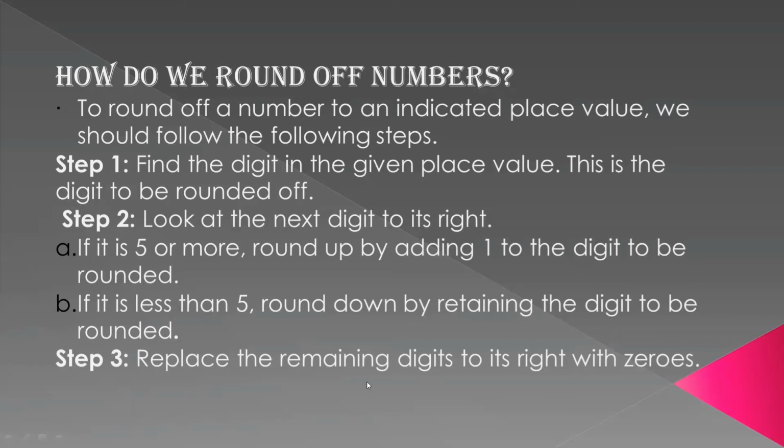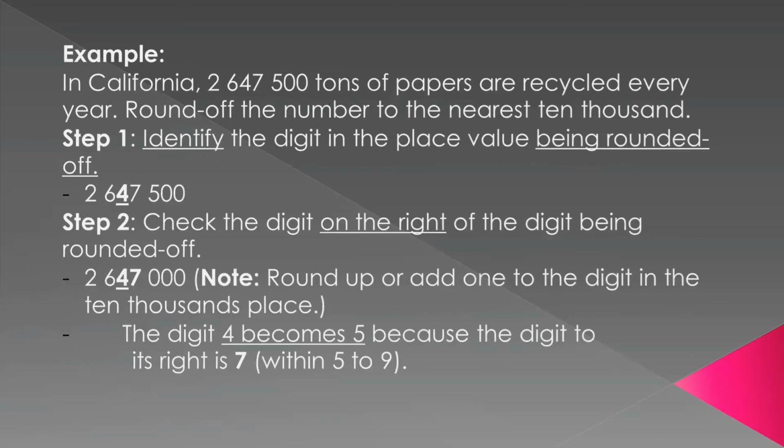To further understand this lesson, let me show you an example. For example, in California, 2,647,500 tons of paper are recycled every year. Round off the number to the nearest 10,000. Let's follow the steps that we cited a while ago. The first step is to identify the digit in the place value being rounded off. Sabi dito sa ating problem, we are going to round off the number to its nearest 10,000. So we need to identify first the digit in the 10,000 place. In our given number, the digit in the 10,000 place is 4. So yung 4 natin yung i-round off natin.